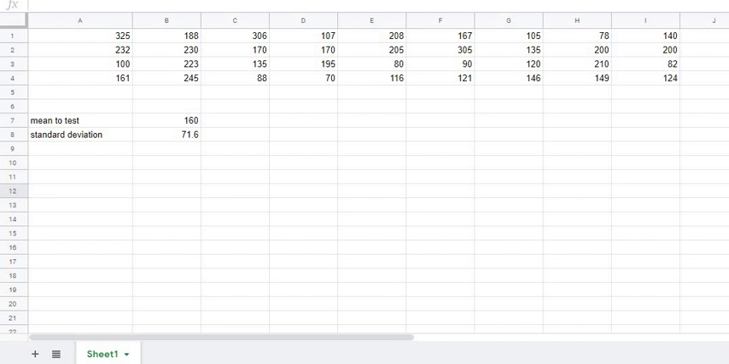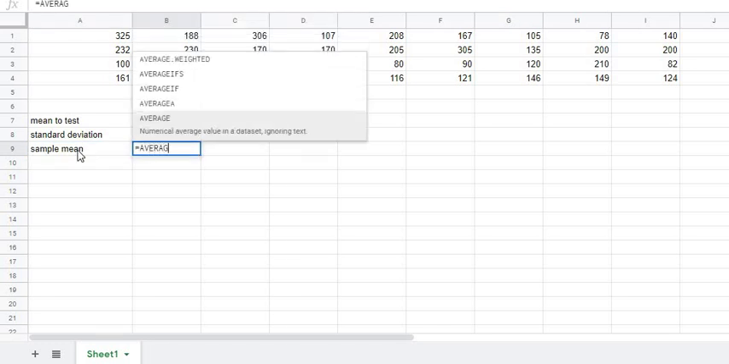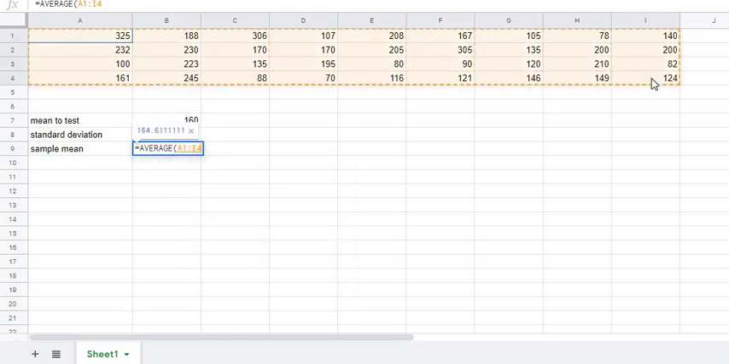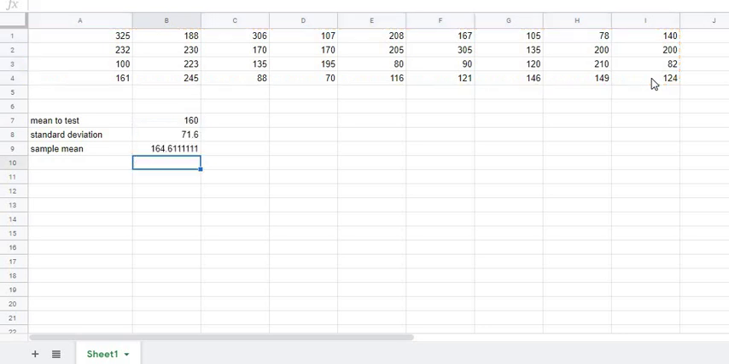So the first thing I want to do to calculate that z-test statistic is to calculate the average, or the mean of my sample. Remember that to find the mean is the same as finding the average using the average function. So we're going to select the average function, and then we're going to highlight our data. Notice that it doesn't matter that my data is not in one single column. I can use it even though it's not in one single column.